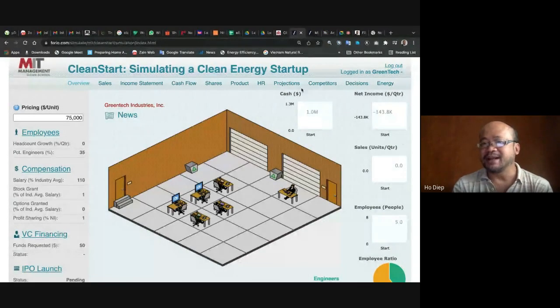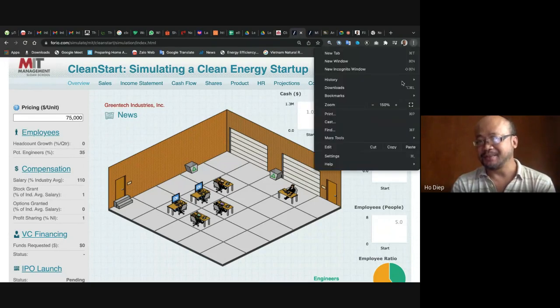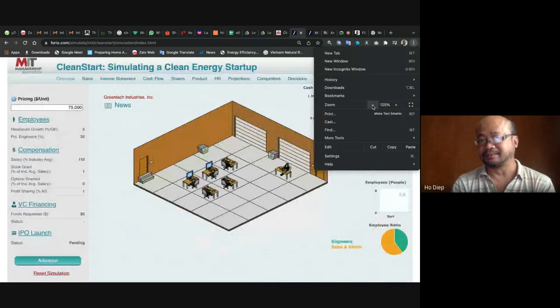So before the break, you've seen how to use this Clean Tech assignment. Let me shrink it a little bit. I think that's good enough.